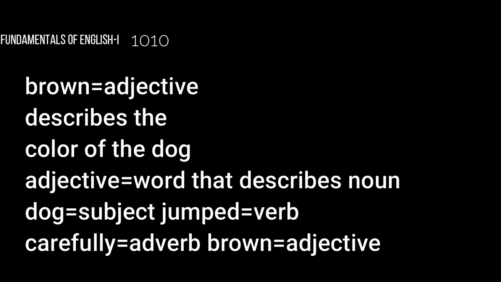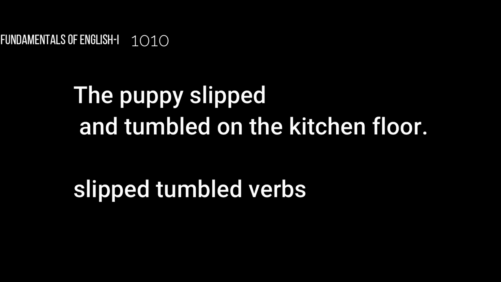Okay. The brown dog wore a pair of socks. Okay. Brown dog. Brown is describing, of course, the dog. That is the adjective. Sometimes you can have more than one verb. The puppy slipped and tumbled on the kitchen floor. Slipped and tumbled are the verbs in that.